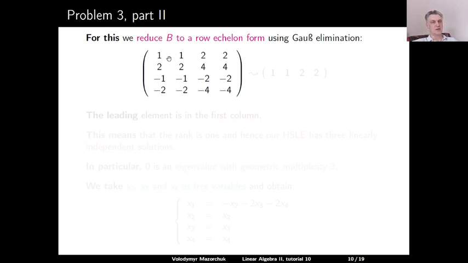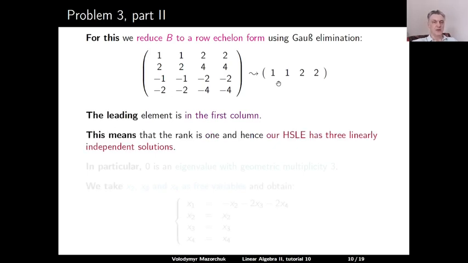It is very clear that all rows of B are linearly dependent, so we can delete 3 of them to get the matrix 1, 1, 2, 2. This is our row echelon form. So we have one leading element in column 1, and this means in particular that the rank of the matrix is 1, and so the homogeneous system of linear equations has 4 minus 1, which is 3 linearly independent solutions. So in particular, this shows that 0 is indeed an eigenvalue, and also that the geometric multiplicity of this eigenvalue is 3.